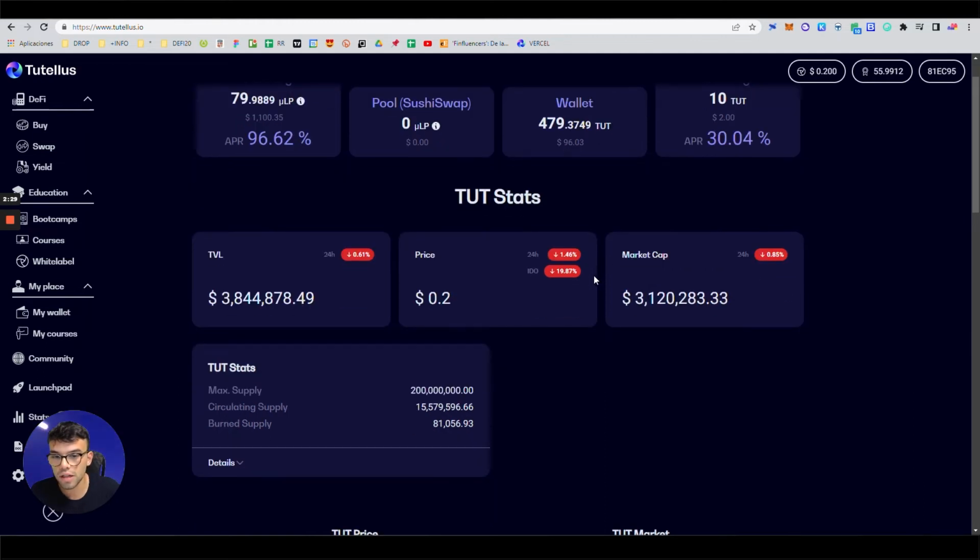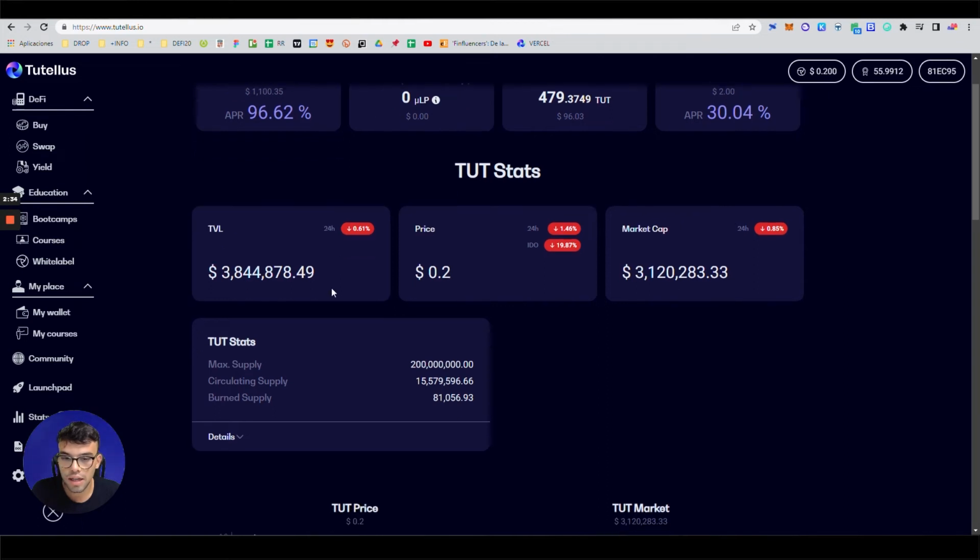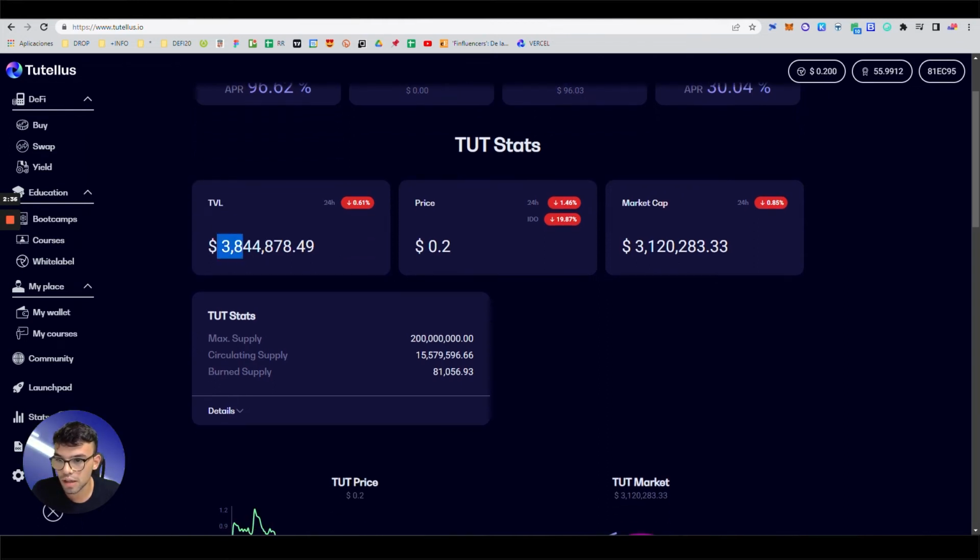Having said that, let's have a quick look at the TUT stats, where we see the total value locked, all the money locked in the project, in the dAPP. Summing smart staking and farming, we have about 4 million. We also see the price, which from the IDO has dropped 20%, and in 24 hours has dropped about 1.46%. It must be taken into consideration that we're in a deep bear market in August 2022. And the market cap is of course composed of how many TUT tokens are in circulation times the value of each token. And we see that more in detail.